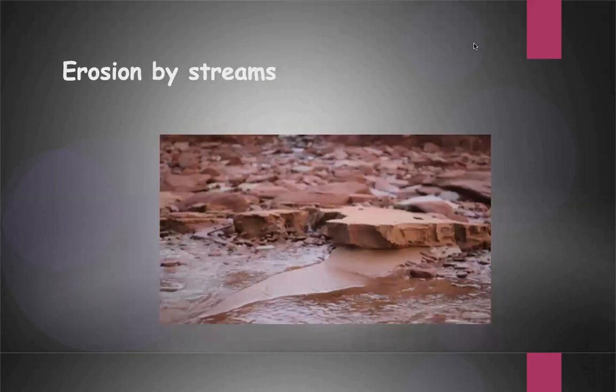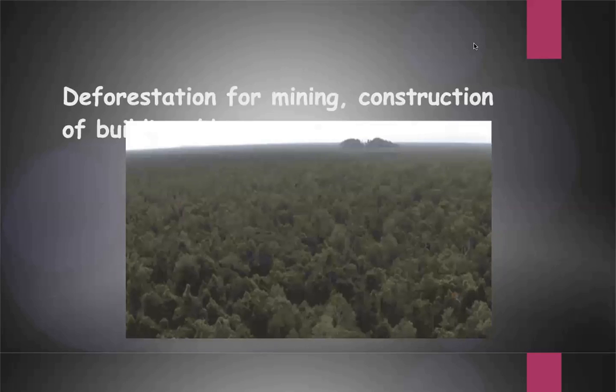The next reason is erosion by streams. The top layer of the soil can also be removed when there is a constant water flow happening in that particular area. So along with the top layer of the soil, all the nutritive content of the soil is also getting eroded. The next reason is artificial, man-made reasons, wherein deforestation plays a very important role.